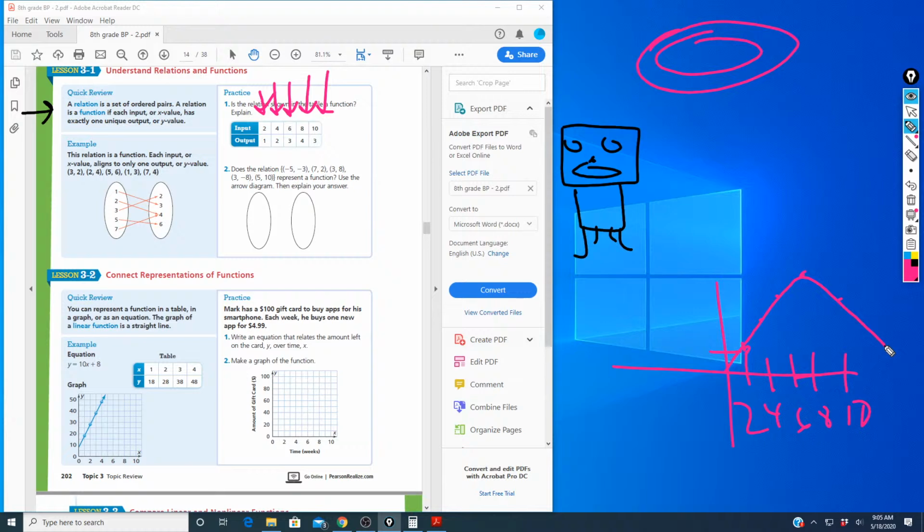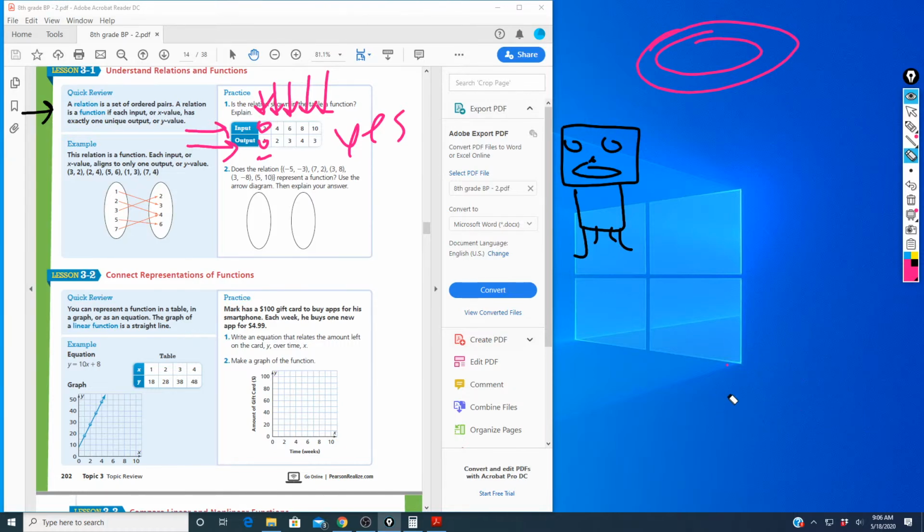So in this instance, if I were to draw that function like we had right here, is this a function? Well, yes. Each individual input has exactly one output. 2 does not equal 1 and 2. Each individual input has one output.